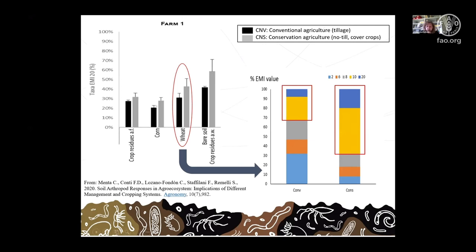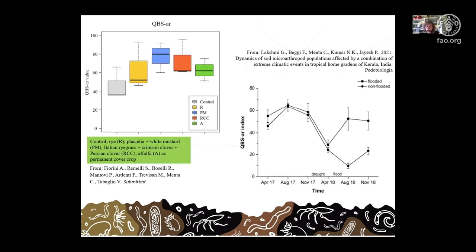In this graph, you can see that conventional agriculture shows a percentage of groups lower than conservation agriculture with EMI 20. And when we consider only one graph, in particular, this is in relation to the collembola, the springtails, the bar graph on the right, we can see that the percentage of EMI 10 and 20, maximum adaptation to soil and the highest vulnerability, is even higher compared to conventional agriculture.